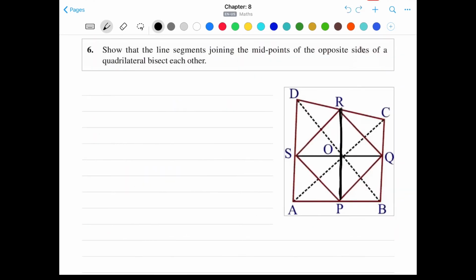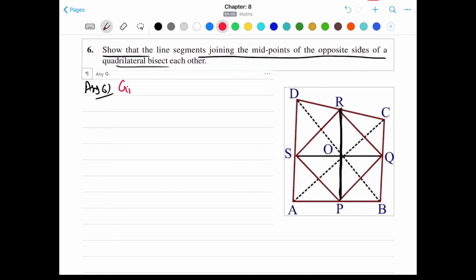Question number 6 is: show that the line segments joining the midpoints of the opposite sides of a quadrilateral bisect each other. That means we have a quadrilateral in which the midpoints of all four sides are joined together, and we have to show that they are bisecting each other. So first let's start answer number 6. We'll write the given portion. Given here is a quadrilateral ABCD.